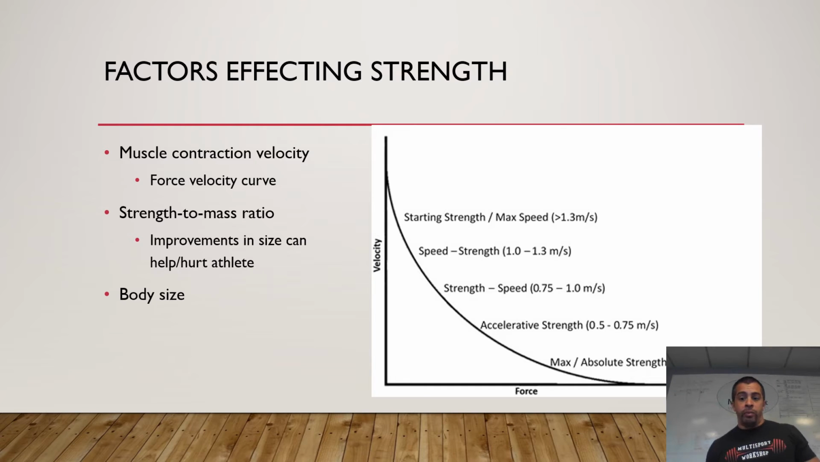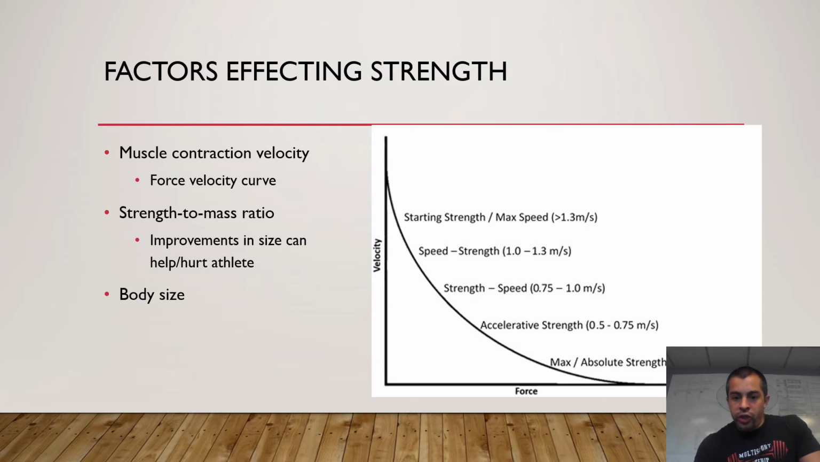But there's other things that we move which might have a higher velocity. So if you could follow my cursor, I'm right here at the max or absolute strength end. As we go a little bit up here where our velocity is a little bit faster, in this accelerative strength zone, maybe we're talking something like a push press, where a push press, if you guys don't know, is a little bit faster, but it's still relatively heavy weight. People push press 200 pounds, 300 pounds pretty easily.